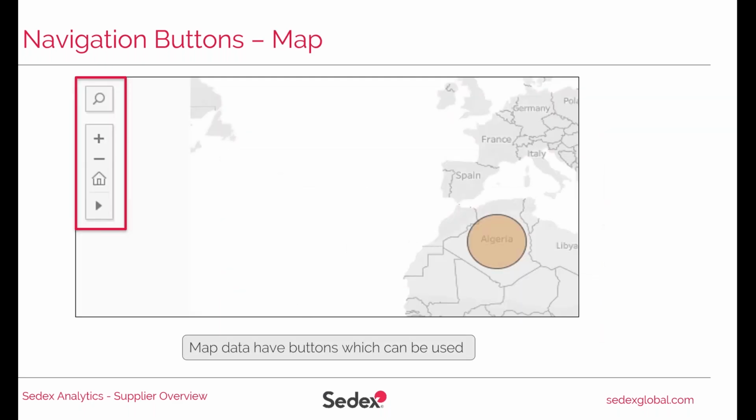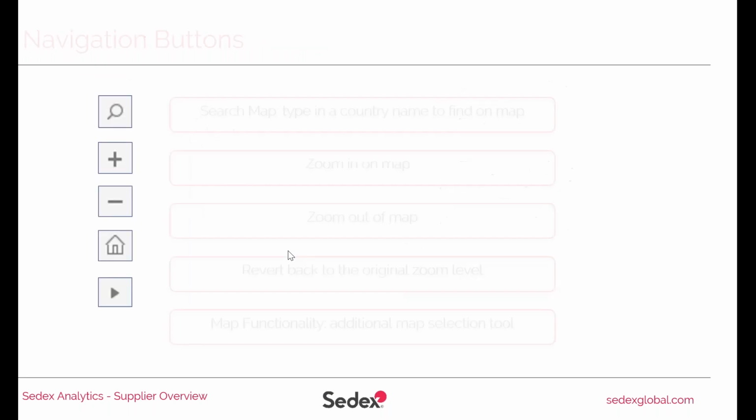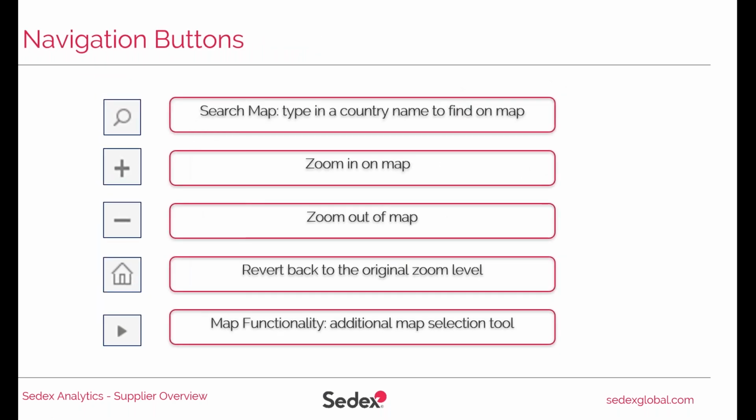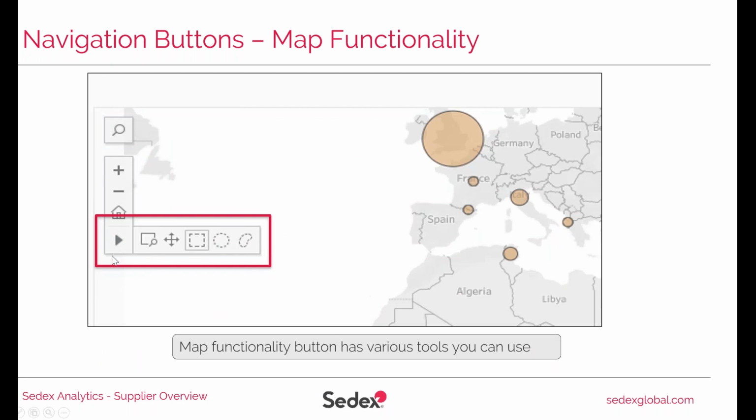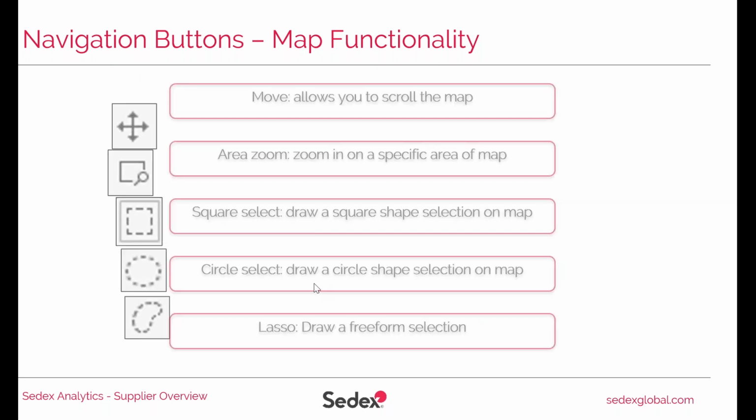Then there are navigation options on the map. They're little icons, and they all do different things. As you can see here, I will be sharing this with you and pointing you in the right direction for resources and guidance. You can search on the map, zoom in, zoom out, revert back to the original zoom, and select specific areas on the map by using the selection tool. The selection tool, or map functionality button, reveals the selections available, just to show you what they do.